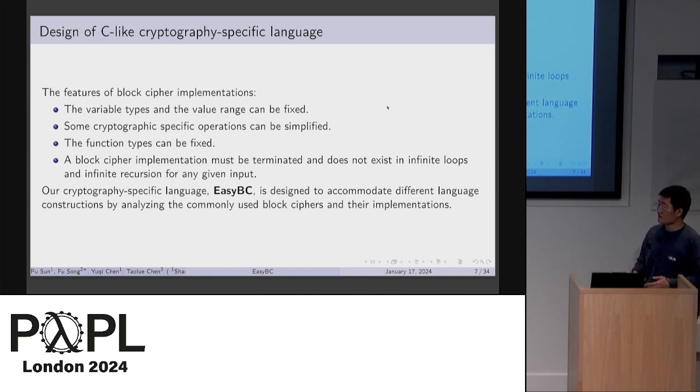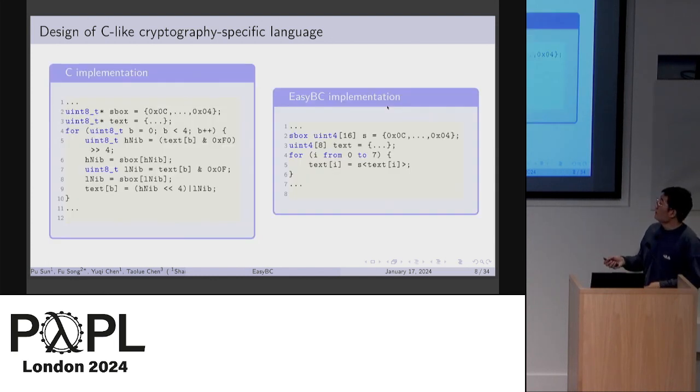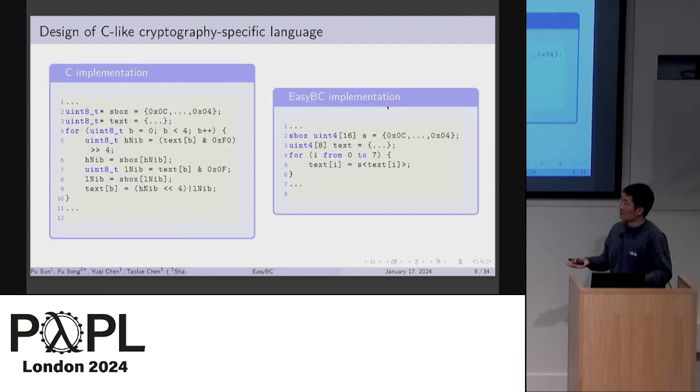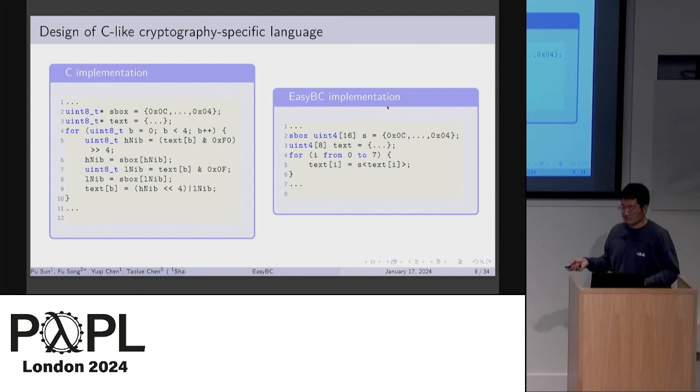Then based on the extracted language constructs, we design our domain-specific language named EasyBC. For example, in EasyBC, it can use only one line of code to implement the substitution process. Compared with the aforementioned example, it provides a more concise way to implement block ciphers.